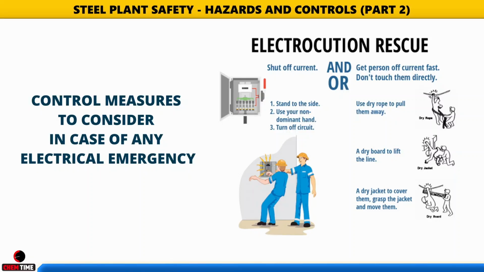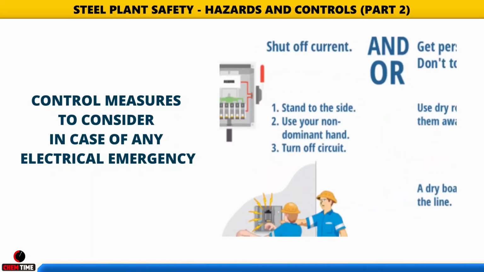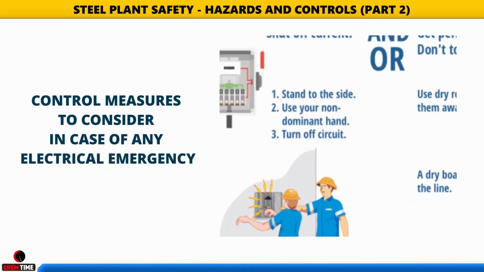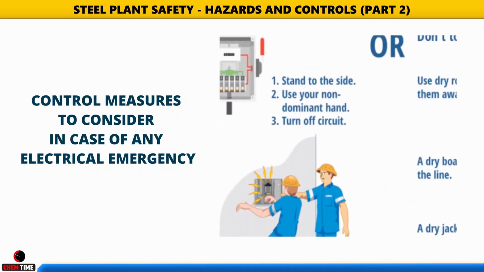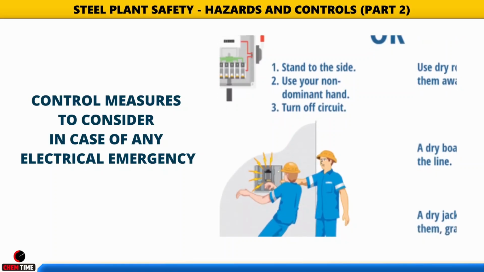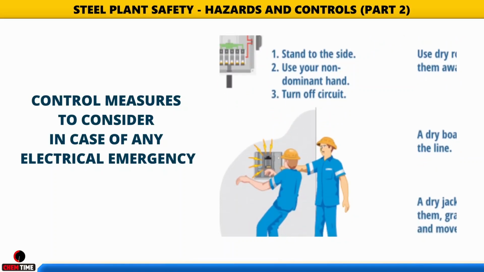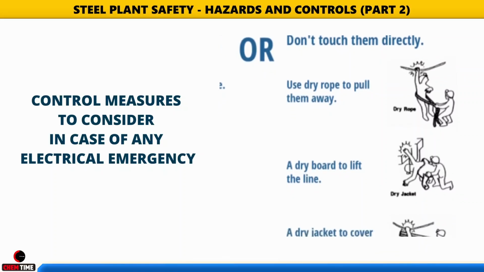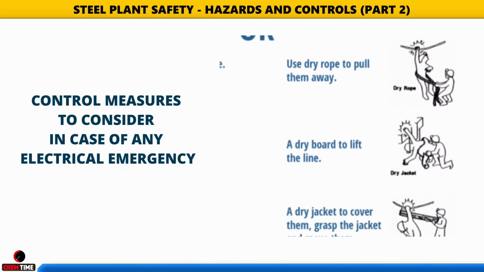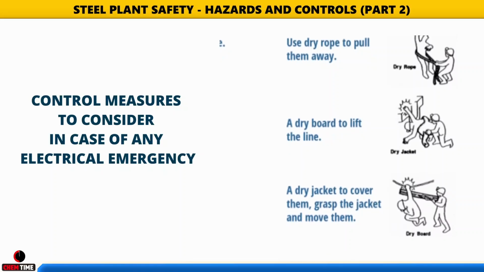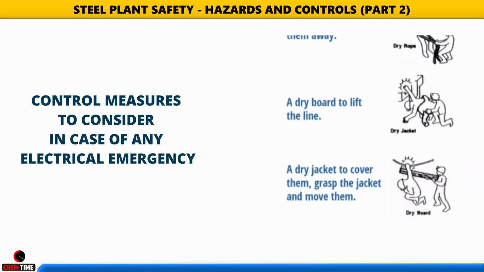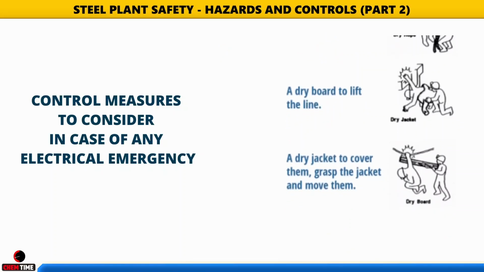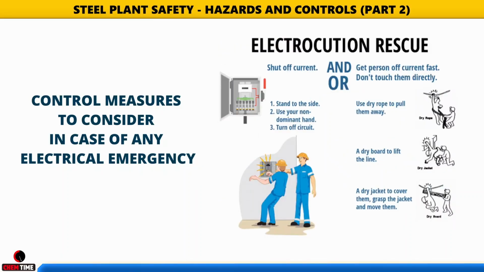The first step is to shut off the current. How to do that? Stand to one side, use your non-dominant hand, and turn off the circuit. Next, get the person off the current fast. Don't touch them directly. Use a dry rope to pull them away, a dry board to lift the line, or a dry jacket to cover them. Grasp the jacket and move them. In this way, you can remove that person from that danger.